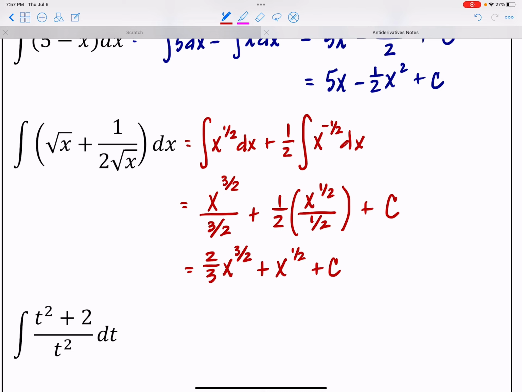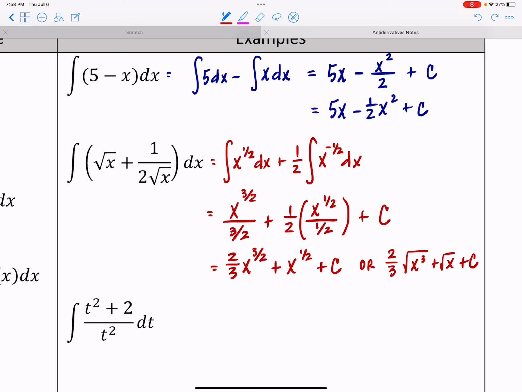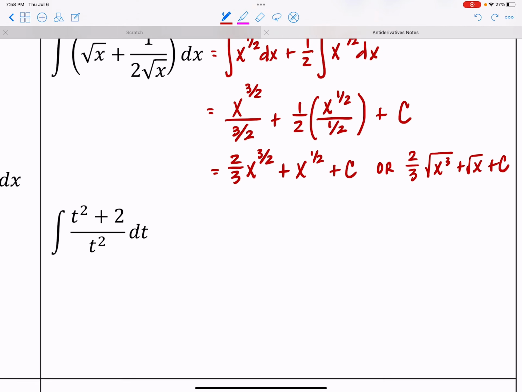Although, because this started with radicals, it might be better to put it in radical form. If this was in your homework, I'm going to have the rational exponents because I don't know how to make you type in those radicals. So we can call this 2/3 times the square root of x cubed plus the square root of x plus c. So either one of those is perfectly fine. I'm totally good with this. But if it starts with radicals, sometimes it's nice to end the way that it begins. Although, again, either one. All right, so let's try one more here.